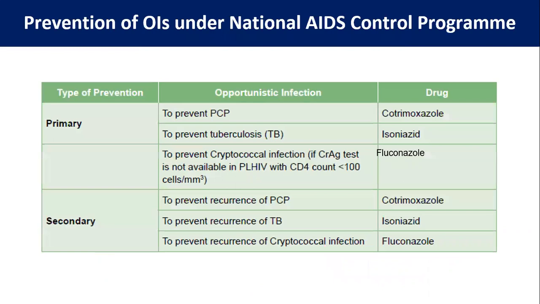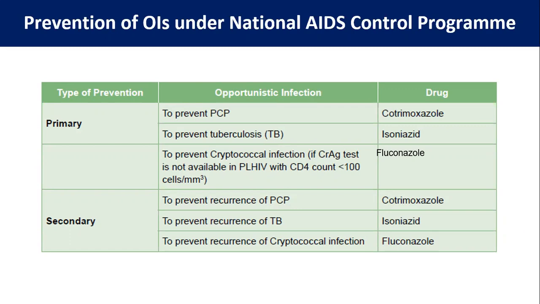Now, coming to prevention of OIs, we know there are primary prophylaxis and secondary prophylaxis in the case of PLHIV. We use cotrimoxazole for the prevention of PCP, that is Pneumocystis jirovecii pneumonia, isoniazid for the prevention of tuberculosis, and fluconazole for cryptococcal prevention if the CD4 count is less than 100, because we don't have a CrAg test. So we will go for primary prophylaxis with fluconazole 100 milligram per day.